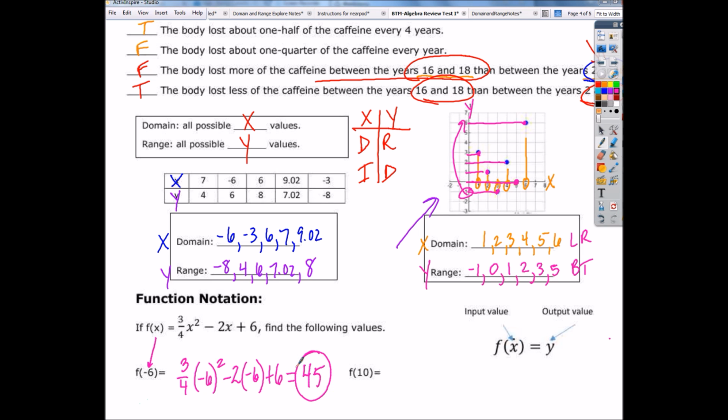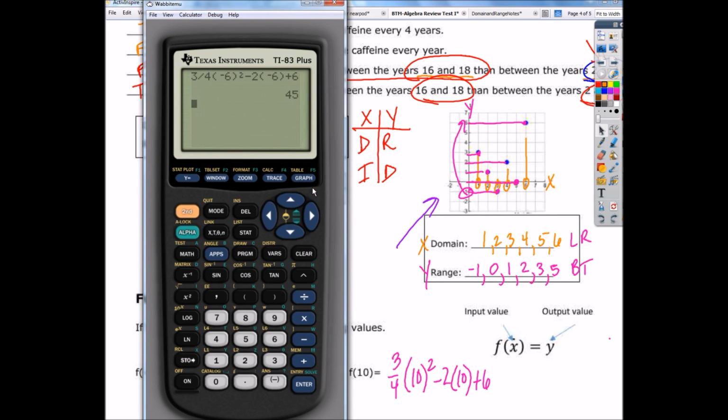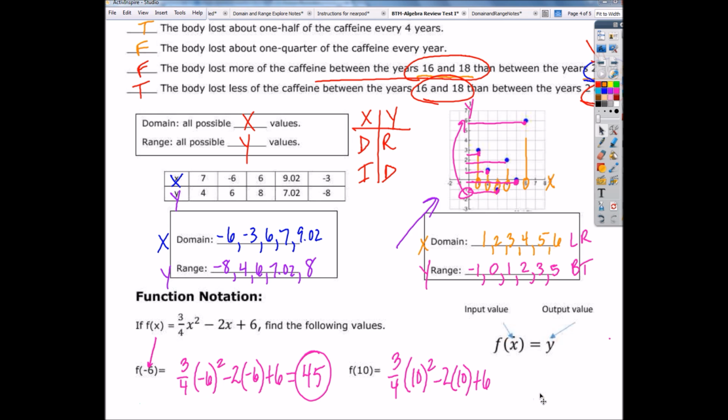Let's try the next one. It says f of 10. So I'm going to put 3/4 times 10 squared minus 2 times 10 plus 6. And since we have a calculator, we're not afraid to use it. There's a couple of different ways here. You could press second enter and pull it all up, but we're just going to retype it. 3 divided by 4 times 10. We're going to square that, minus 2 times 10. Close that, plus 6. Make sure I put it in correctly and press enter. And I get 61. All right.